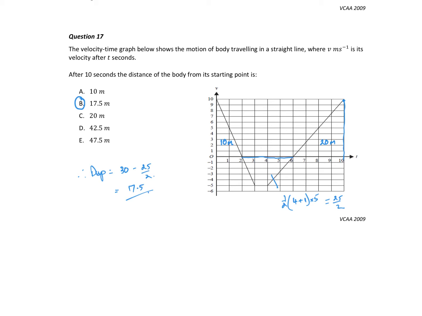Nice velocity time graph. After 10 seconds, the distance of the body from its starting point. So area: positive area that we've travelled, positive area that we've travelled, and I'm colouring in, minus negative area. So our negative area was 25 on 2, our positive area was 10 plus 20, and that leaves me with 17.5.